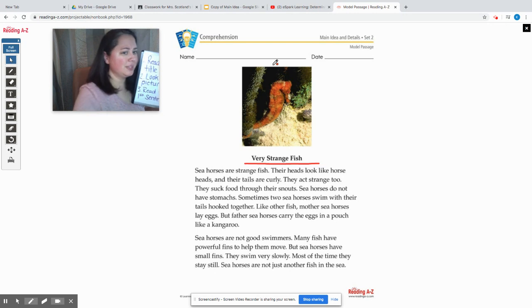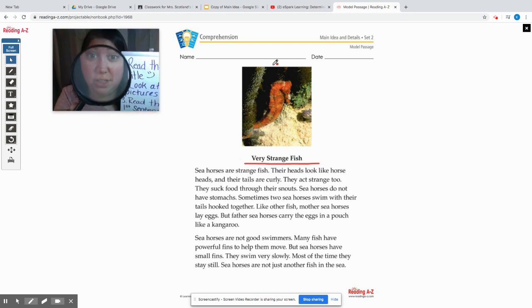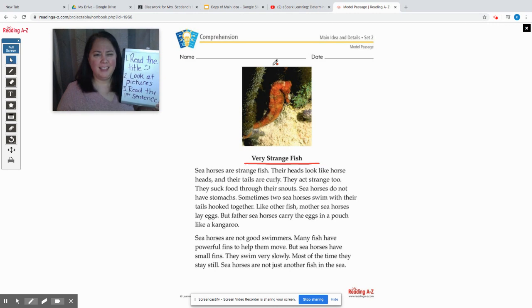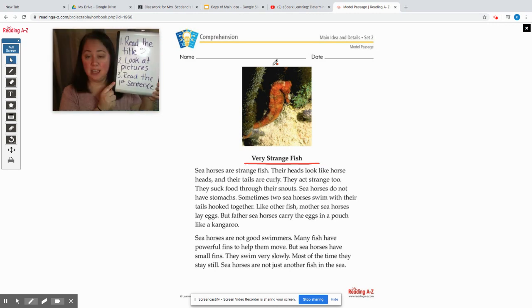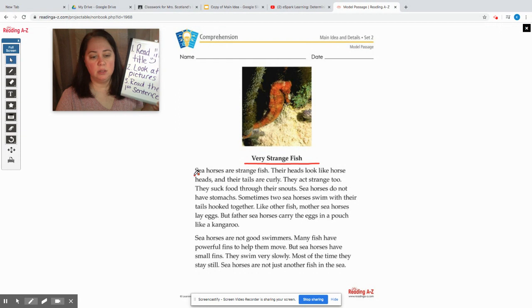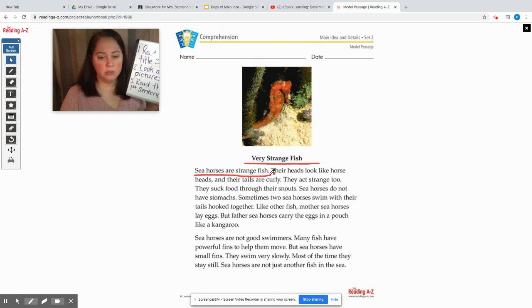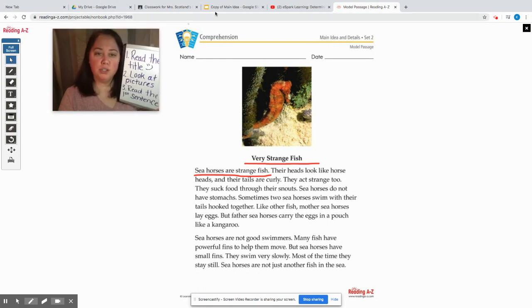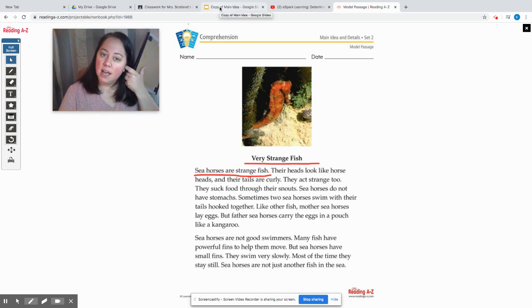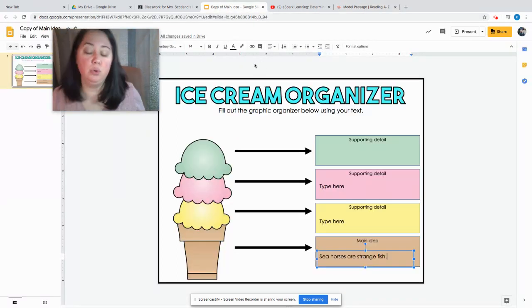Let me get my magnifying glass out and let's have a look at this picture. This fish is pretty strange. I wonder what makes it so strange. And the last tip is we're going to look at the first sentence. Let's read it all together. Seahorses are strange fish. They sure are.